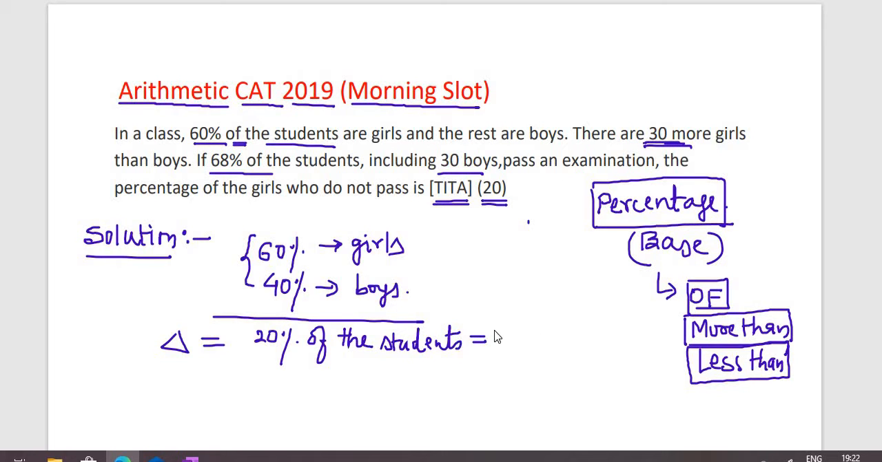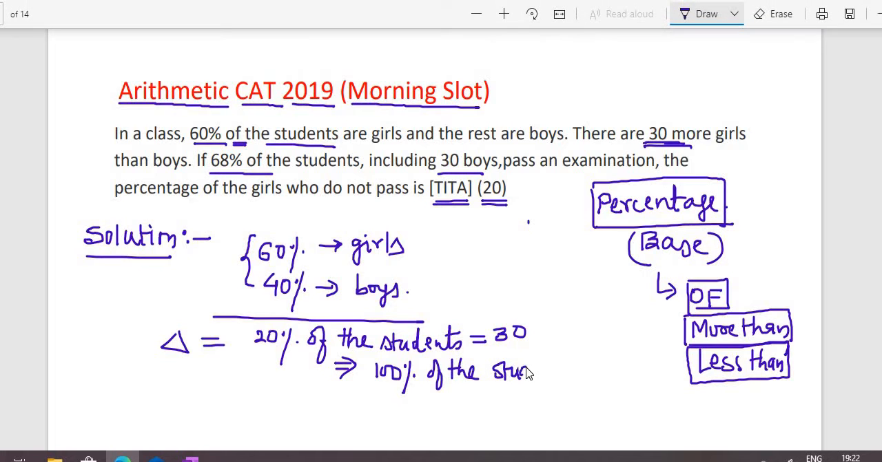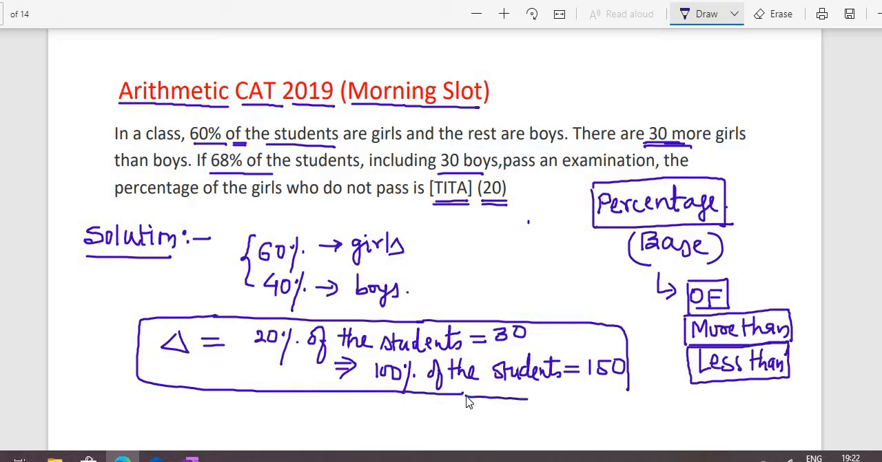This 20% difference, as per the question, is given to us as 30. Look at this, there are 30 more girls than boys, so this is equal to 30. Now 20% of the students is equal to 30. What is 10%? That is 15. And what is 100%? 100% of the students means the total number of students will be 30 into 5, that is 150. With the first two sentences, we have found the total number of students in the class to be 150.